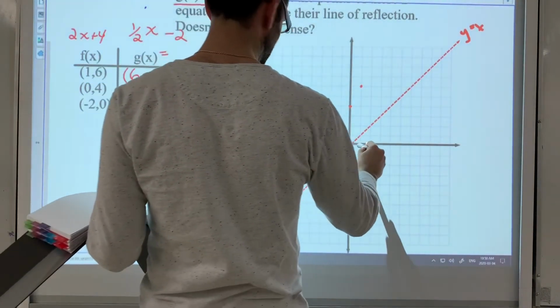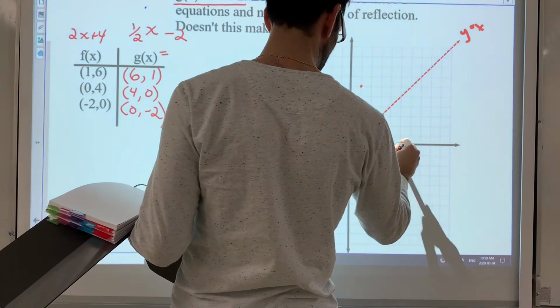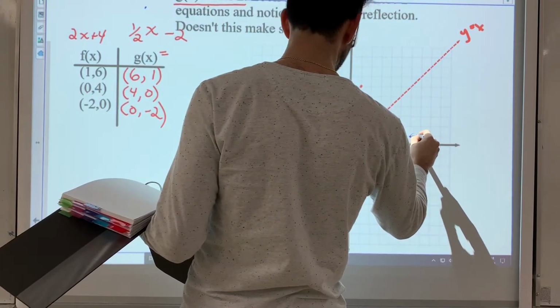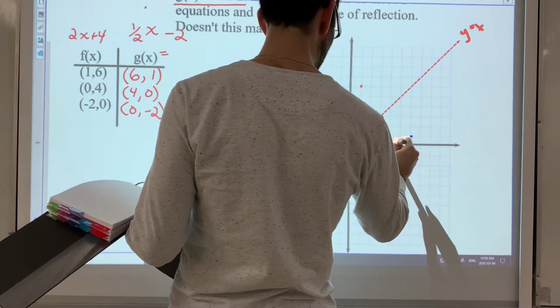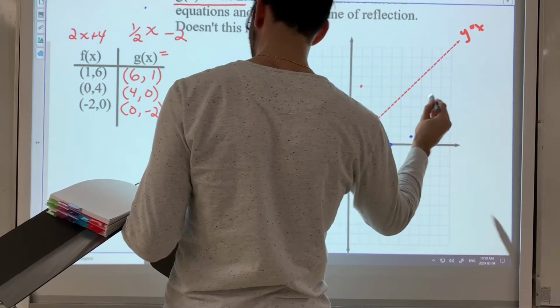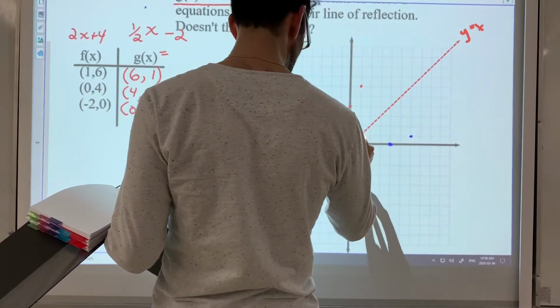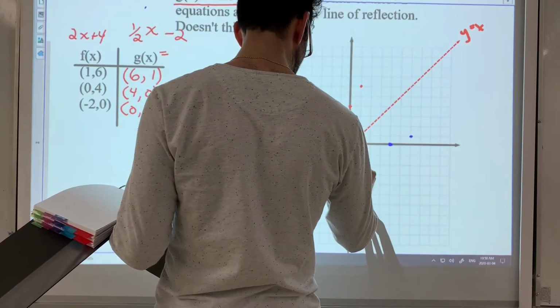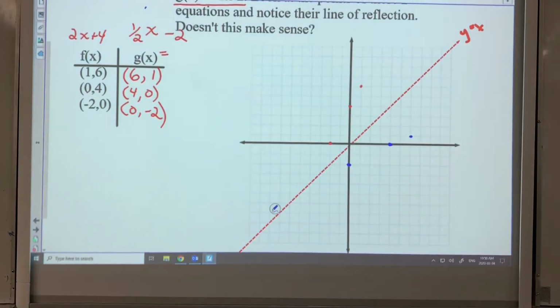So now I have the point 6 for x, 1, 2, 3, 4, 5, 6, and 1 for y. And then I got the point 4 for x and 0 for y, so that's right on the x-axis. Then I got point 0 for x and -2 for y. So I'm going to use my line tool. See if you notice anything. Now this program is really not meant for graphing at all, but you can try.